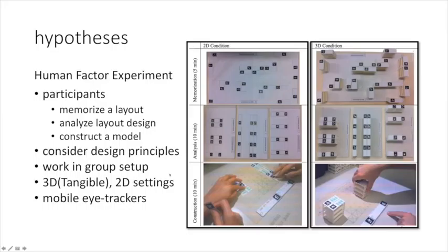The hypothesis was tested by conducting a human factors experiment, where participants were asked to perform a task list, which includes memorizing a warehouse model layout, understanding the design, and constructing a model by following a set of design considerations. They worked in groups of two, and gaze points were recorded by mobile eye trackers. The experiment compared 3D and 2D conditions.